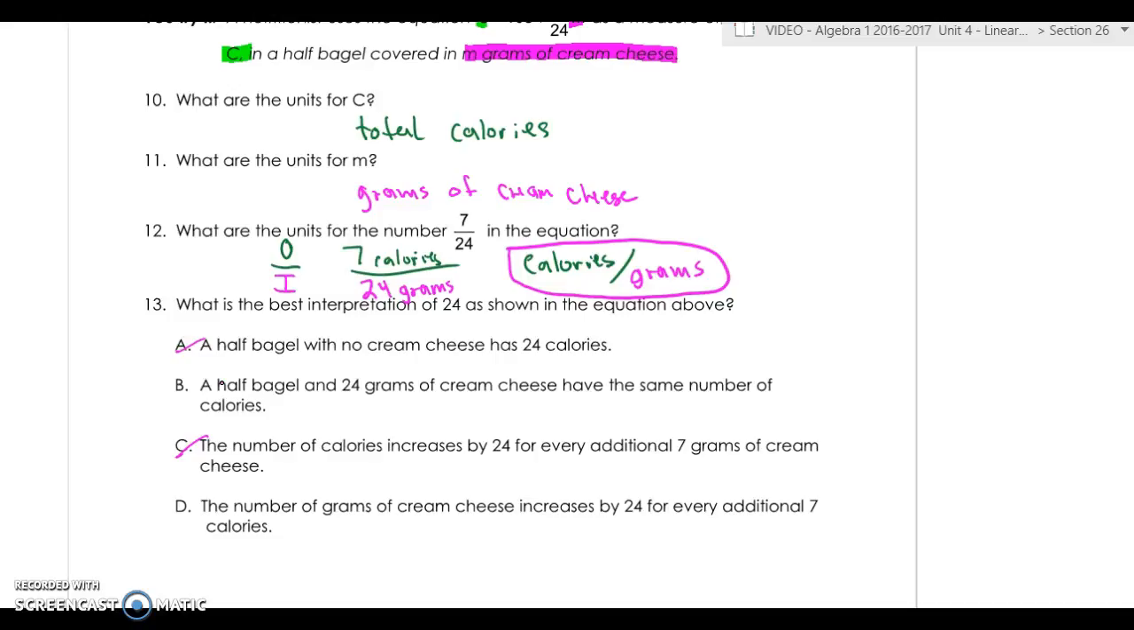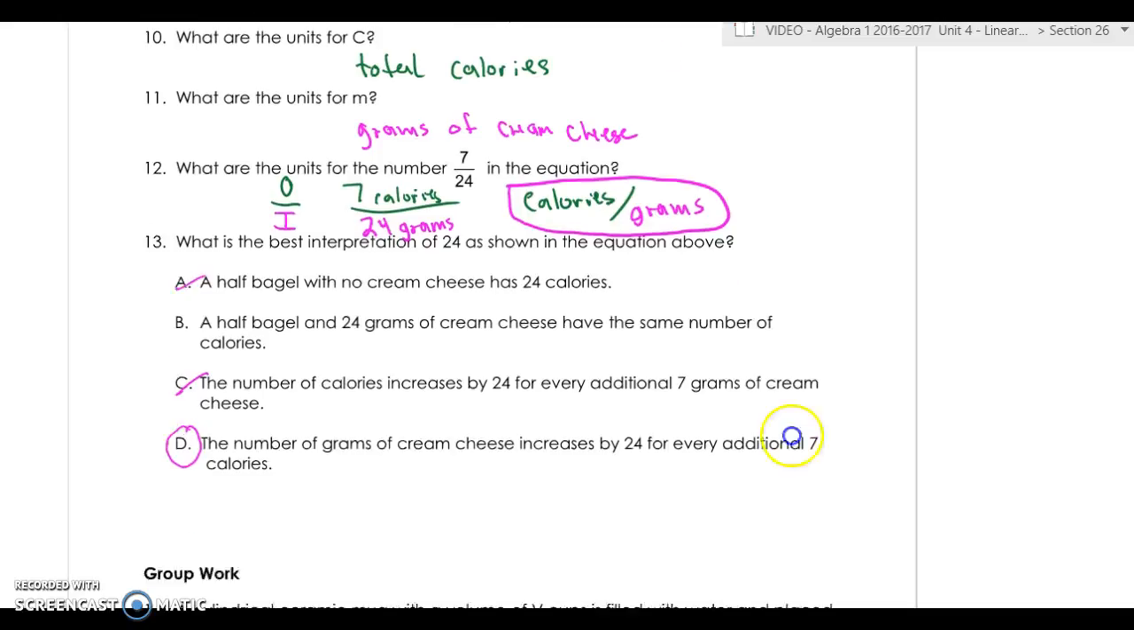The number of grams of cream cheese increased by 24, so that looks to be true, for every additional 7 calories. That seems to be true. D is the most correct answer because it's showing an increase of 24 grams and 7 calories. And that's what that rate of change is showing us.